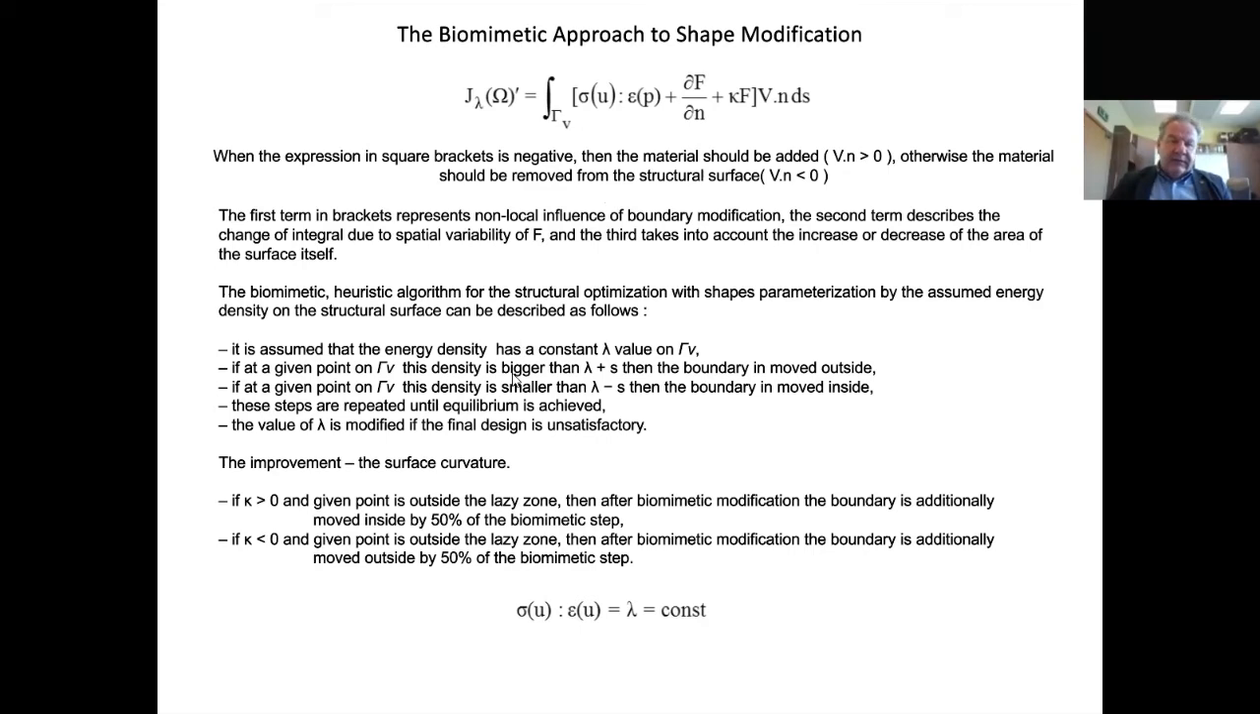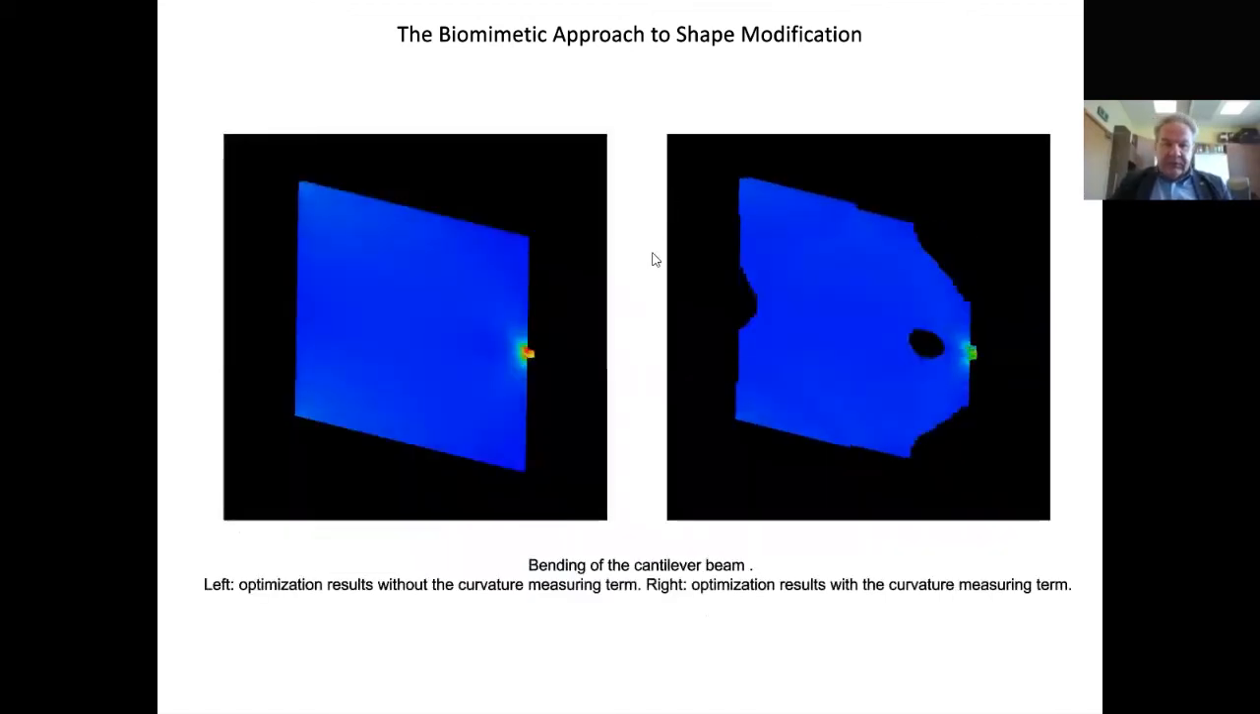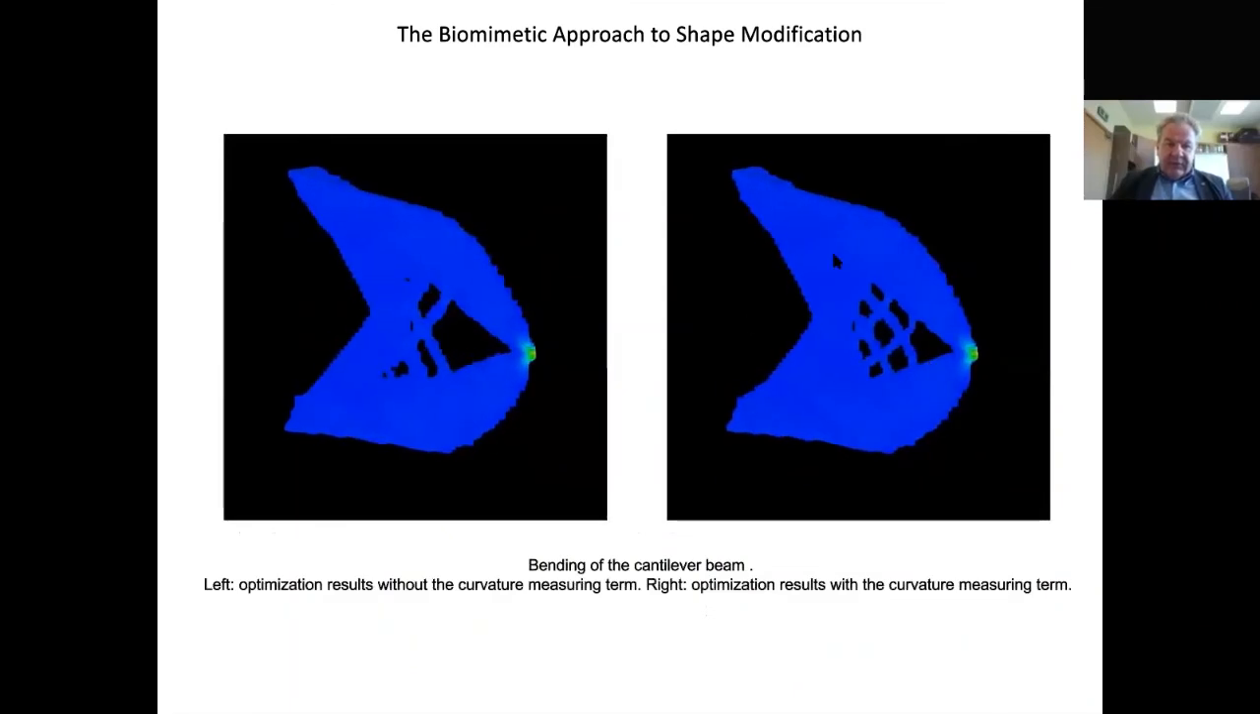And this strategy will lead you to the structure in which the distribution of the strain energy density along the structural surface is constant. And here you can observe another term, this kappa. This is the surface curvature, and this curvature is also important. You can observe it here. If you put in this dependency on the curvature, your solution is quicker and better than without this term.